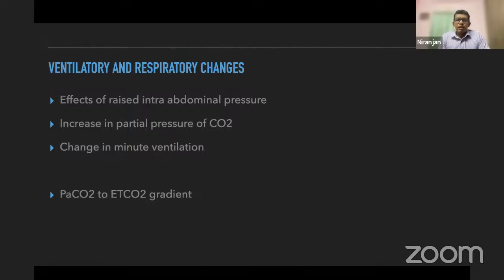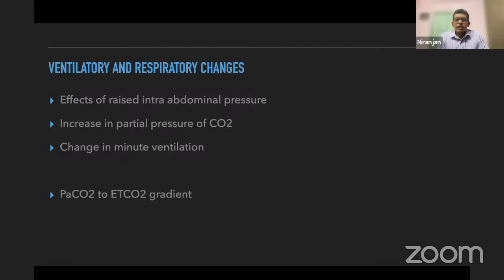Due to this increased intra-abdominal pressure, the movement of the diaphragm is impeded, and the functional residual capacity and the total lung volume are all decreased. The compliance is also decreased, and therefore the airway pressure is raised. This can lead to atelectasis during the intraoperative and postoperative period. Next comes the increase in partial pressure of carbon dioxide, and what it does to ventilation and respiration.